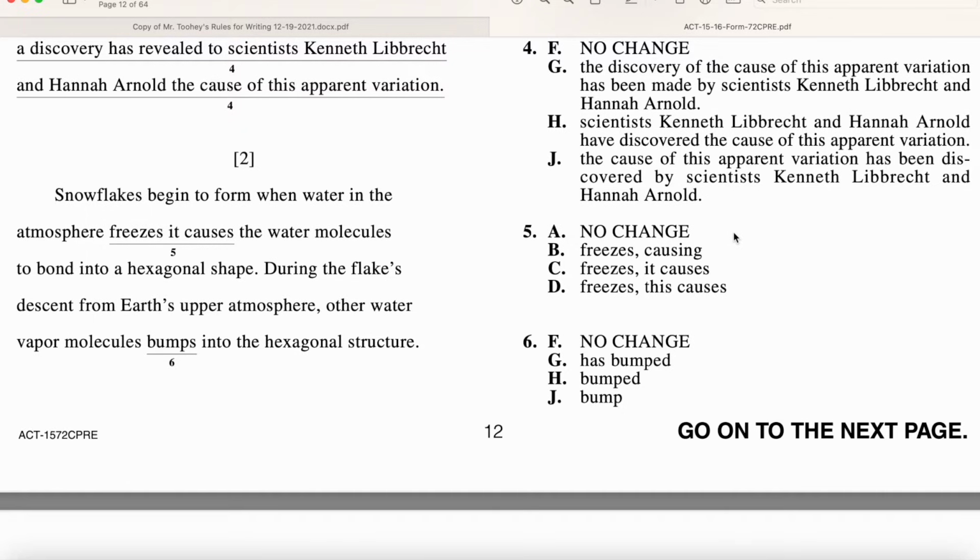I think a good place to start, even if you see different tenses, is thinking in terms of subject-verb agreement, whether you need a singular verb or a plural verb. Okay? Now, here's my question for you, Abdul. Who or what is doing the bumping here? Who or what is bumping into the hexagonal structure?